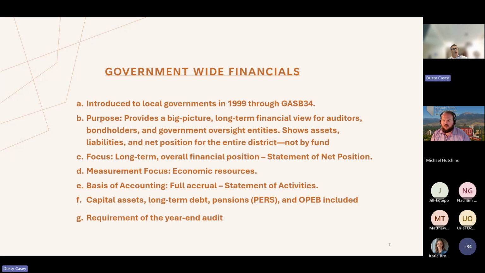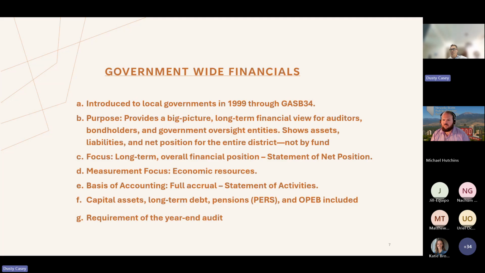Okay, government-wide financials. This is really what a lot of you are operating your books under on a normal basis, et cetera. This is really a GASB compliance thing and a best practice thing. It came about in 1999. This is where your long-term financials are generated. This generates a view. Fund financials are on a short-term basis.